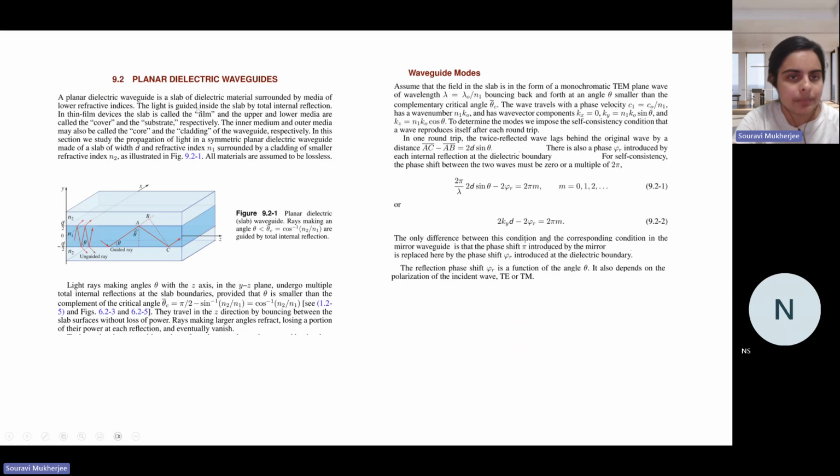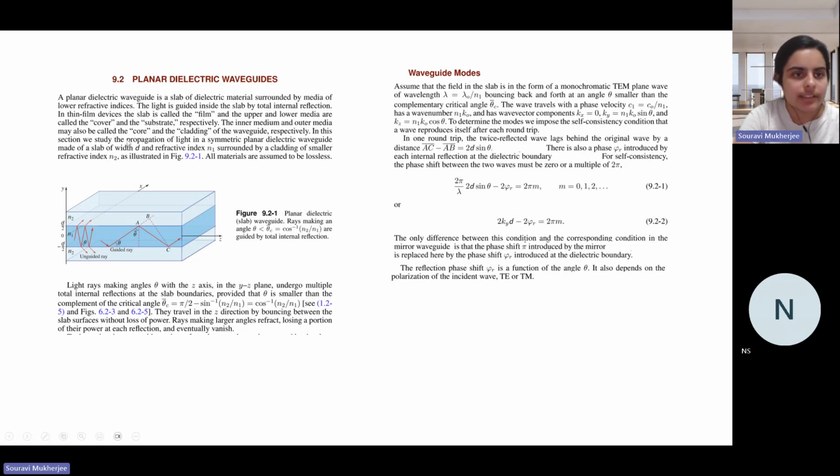Now the light is guided inside this slab by total internal reflection, and in thin film devices, this is called the film, okay? And the upper and the lower media are called the cover and the substrate. So this is your cover and this is your substrate. The inner media and the outer media can also be called core and cladding, and this is mostly used in the terminology for optical fibers, where we say that the refractive index of the cladding should always be less than the refractive index of your core.